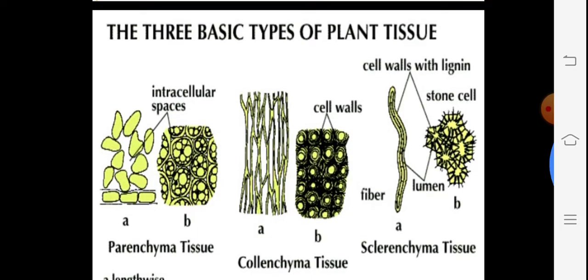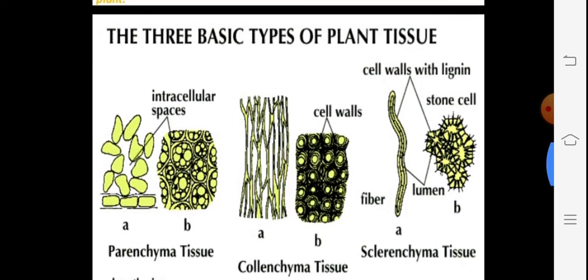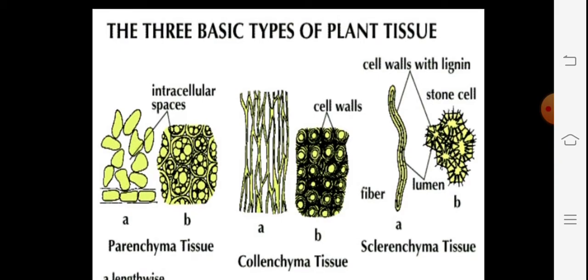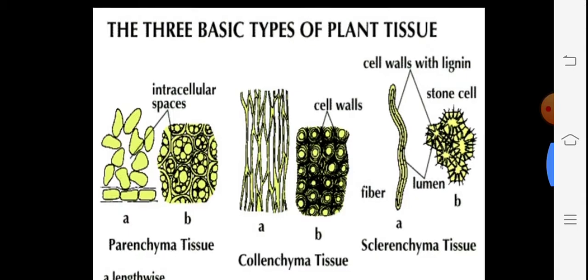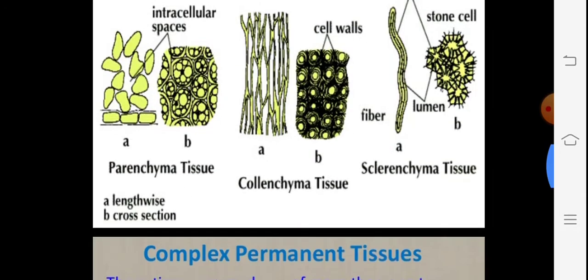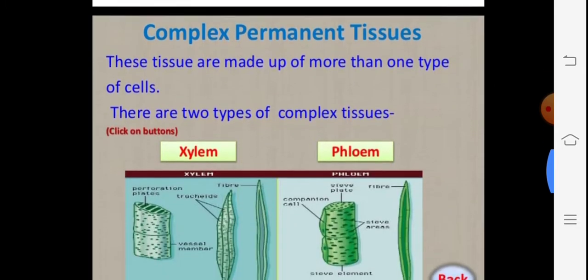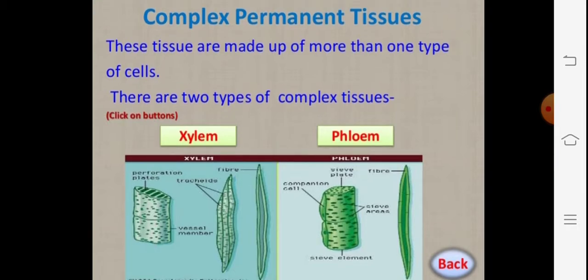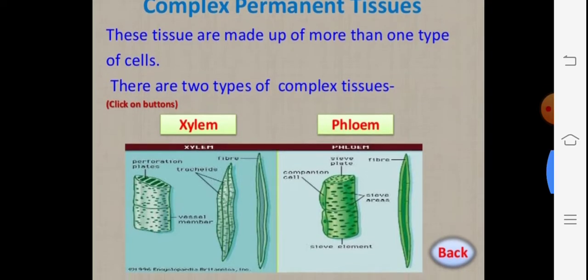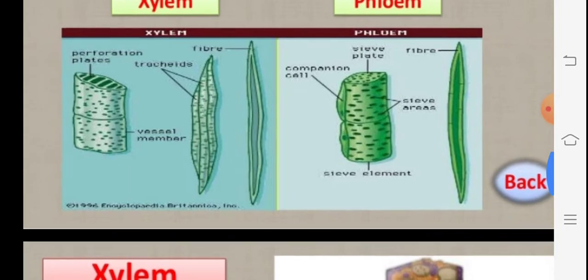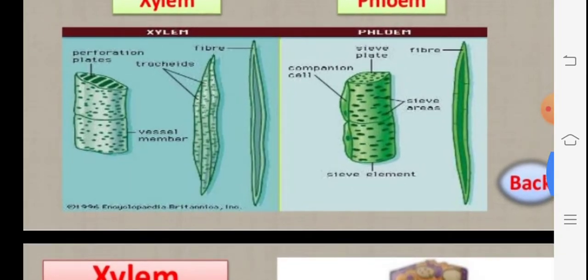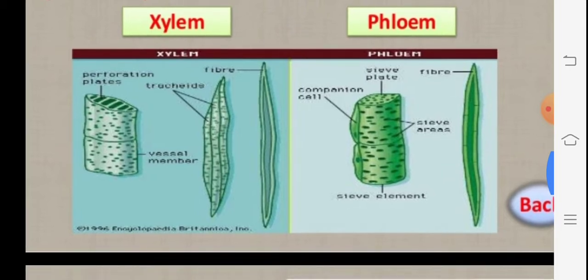Types of plant tissues we have already seen, but see how you can draw the diagram. Parenchyma tissue, collenchyma tissue with cell walls, and sclerenchyma tissue with lignin content, and some thick walled cells are present. These are called sclerenchyma cells of the tissue. Then the complex permanent tissue, commonly in the vascular bundle, has xylem and phloem. Xylem always shows these types of vessels, here you are observing vessels.